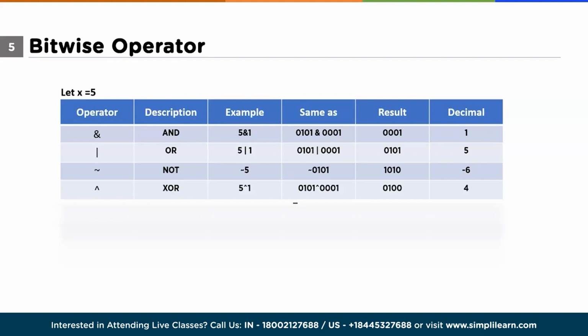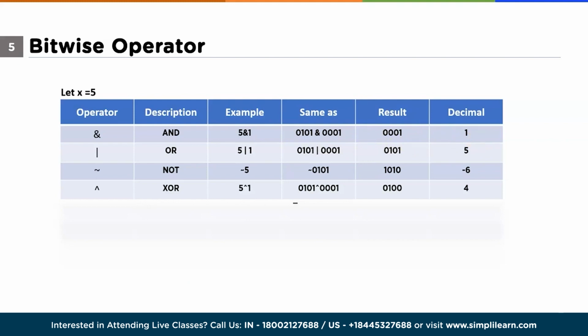Here you can see how the decimal number first changes to a binary number. Suppose we have x as 5. Here you can see x is first changed to a binary number. This is the binary equivalent of 5, and 1 is also changed to a binary number, and finally whatever result we get is changed to a decimal number. So that's how bitwise operators work.